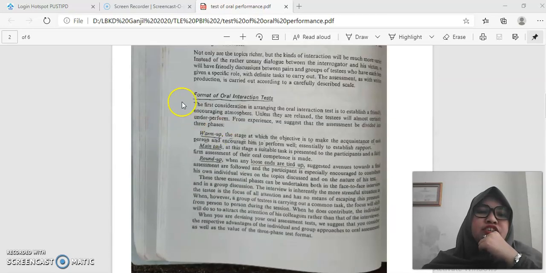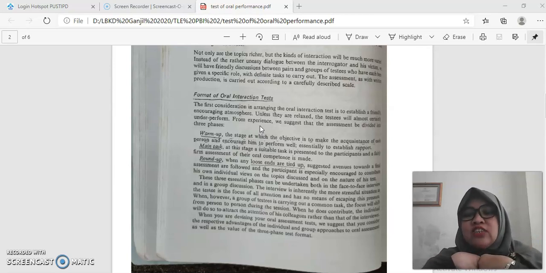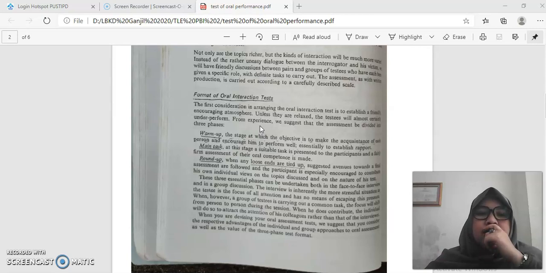Our section today is about oral interaction tests. So it is about speaking. I will focus on speaking. Oral is classified into two skills, listening and speaking, but here I focus on speaking or a combination of speaking and listening. Here you can see that for assessing the performance of the students, there are three stages.